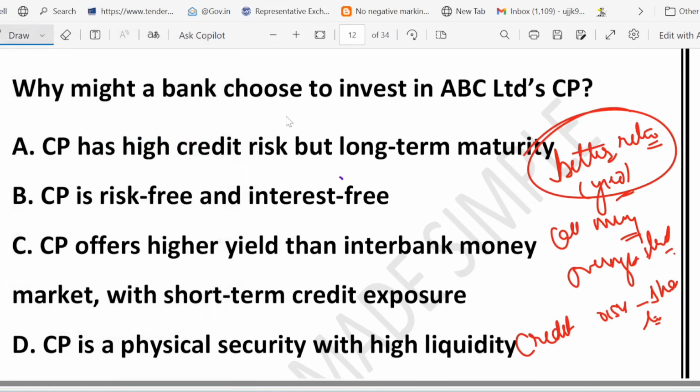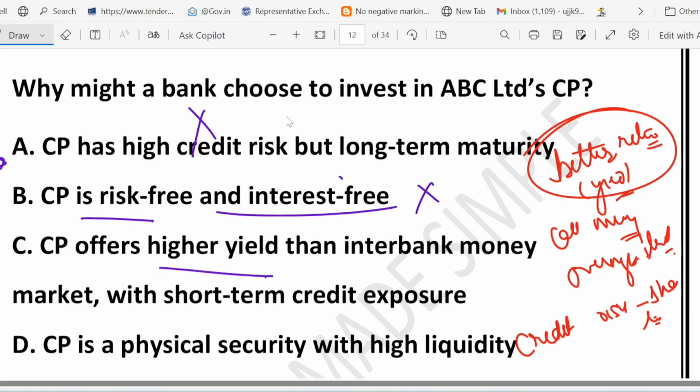Option A says CP has high credit risk but long-term maturity. It is completely wrong. Why? Because CP actually has low to moderate credit risk, and it is a short-term instrument, usually 7 to 365 days. So this statement is incorrect. Option B says it is risk-free and interest-free. It is again wrong. CP is not risk-free. Though it is issued by top-rated companies, there is still some credit risk. Also it is not interest-free. It is issued at a discount and redeemed at face value, so the investor earns interest indirectly.